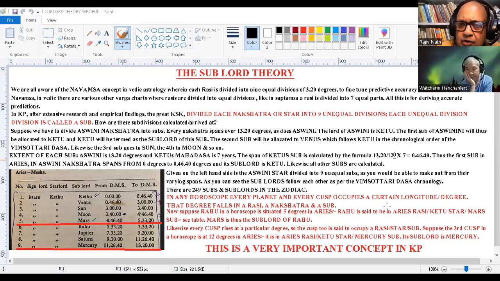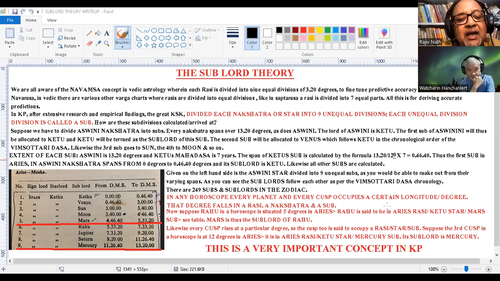Now, who is the lord of Ashwini nakshatra? It is Ketu. So he divided Ashwini nakshatra, and likewise all the other nakshatras, into 9 unequal parts. They are called the 9 subs, and each will have a sub lord. Who is the lord of Ashwini nakshatra? It is Ketu. And which Rashi does Ashwini lie in? The first one, Aries.